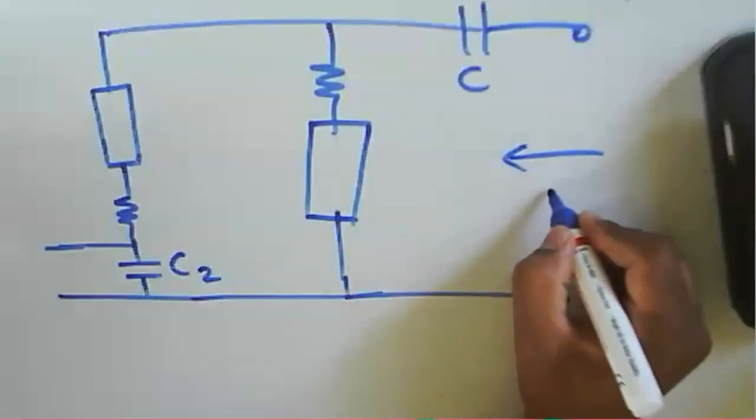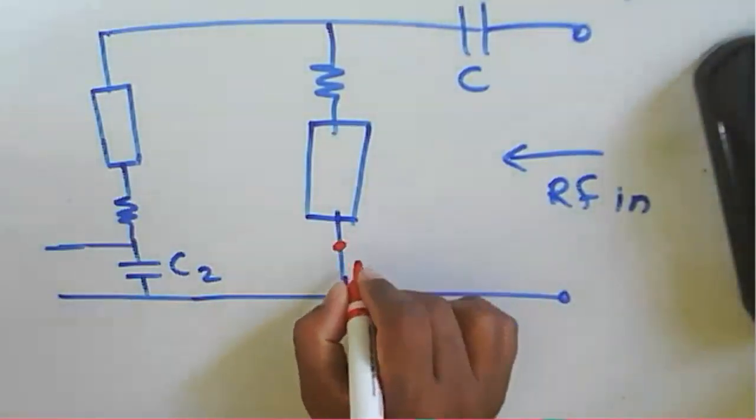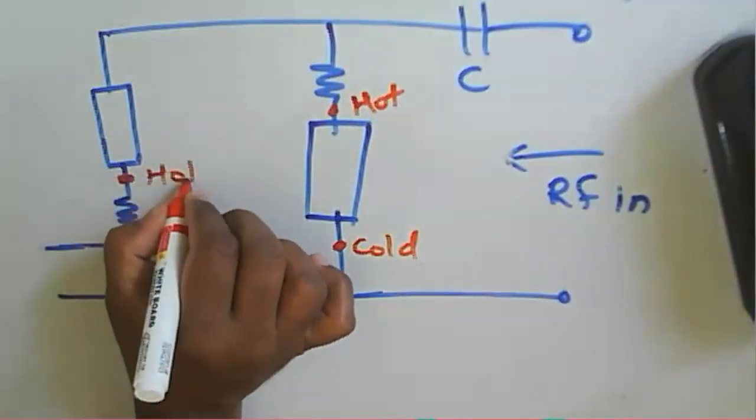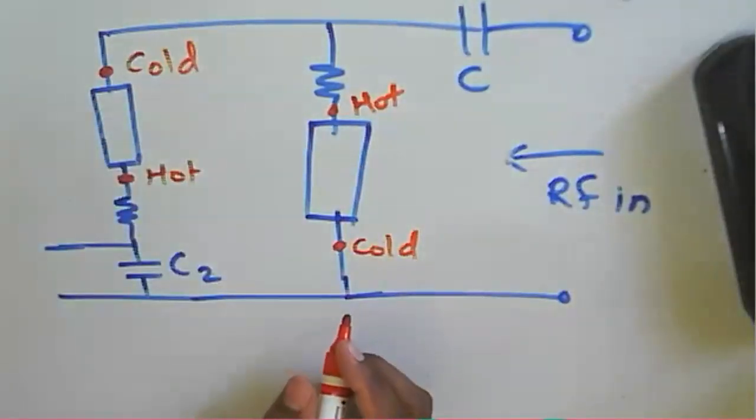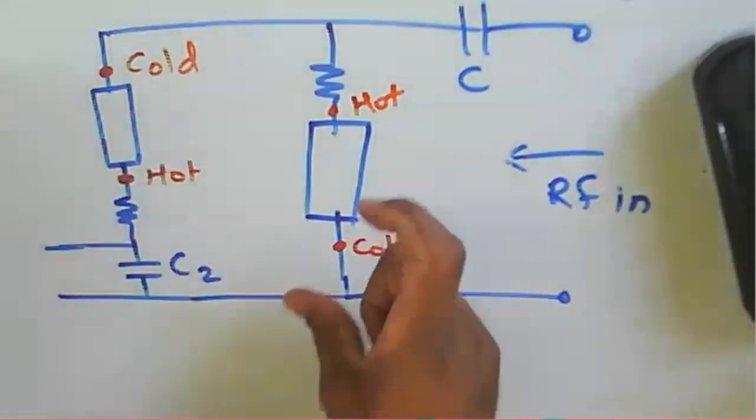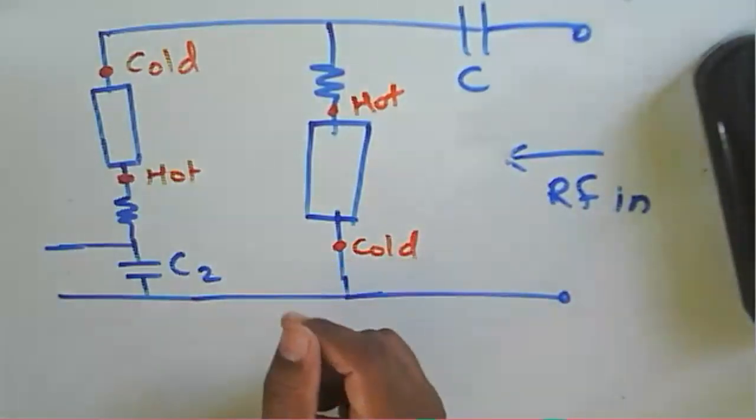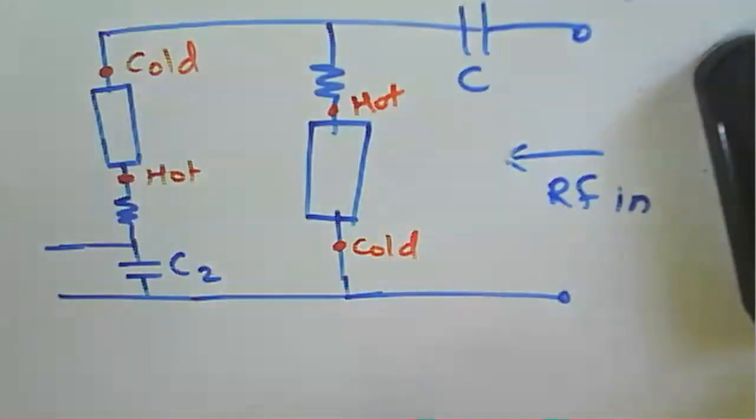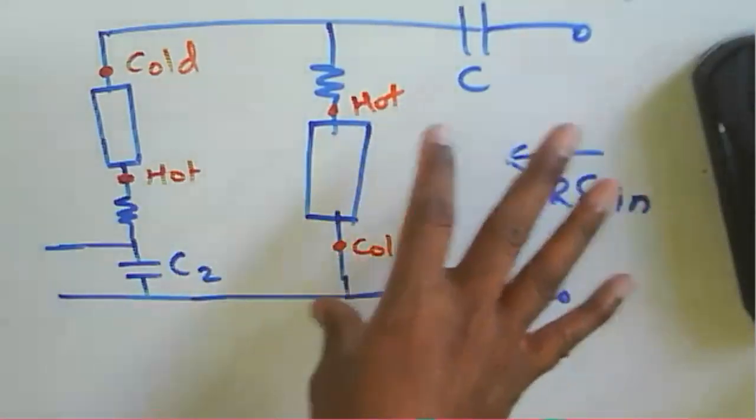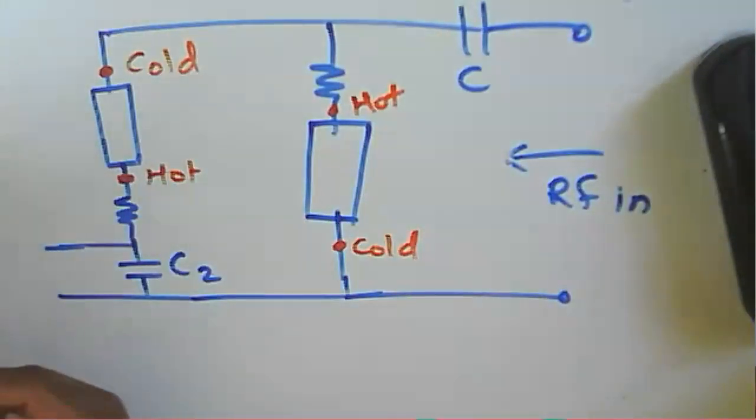And here we apply the RF input signal. We can say this junction is a cold one and the other is a hot one, alternately. So this one is hot, this one is cold. It has two different metal contacts, with two different spots, a hot and a cold junction. When we apply the microwave power to the junction, heat is developed at the particular junction. If we apply the RF input to any one end, one junction will be heated and the other will be cold.